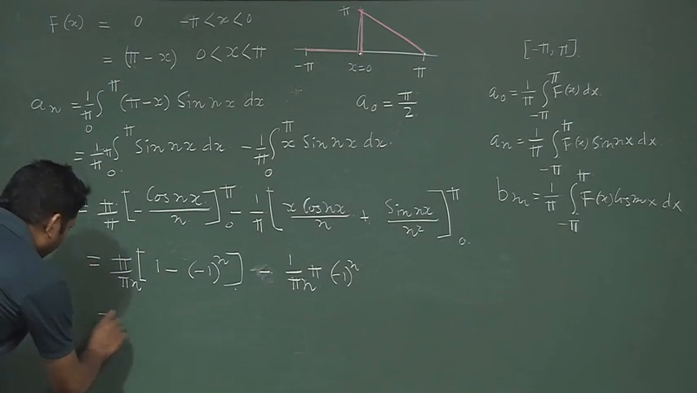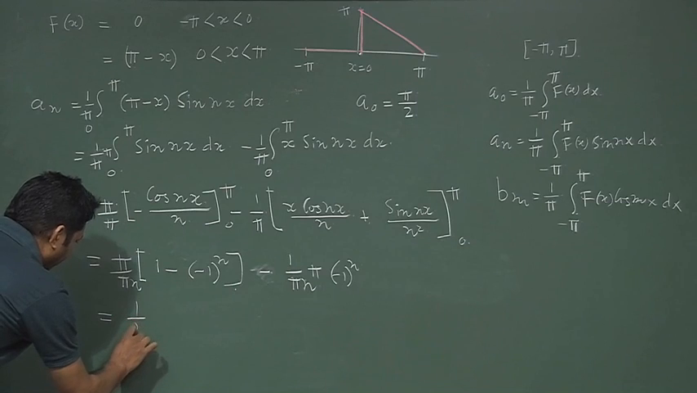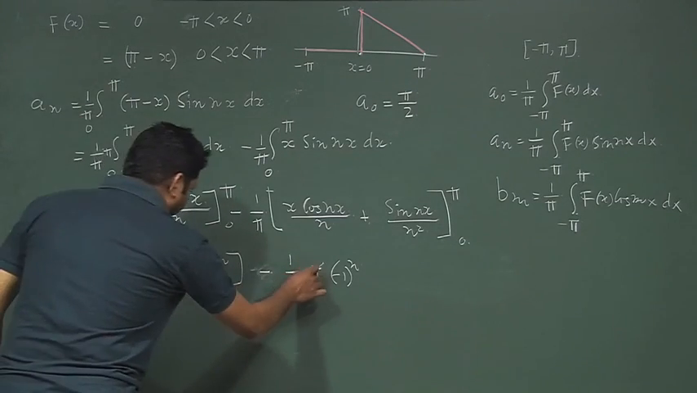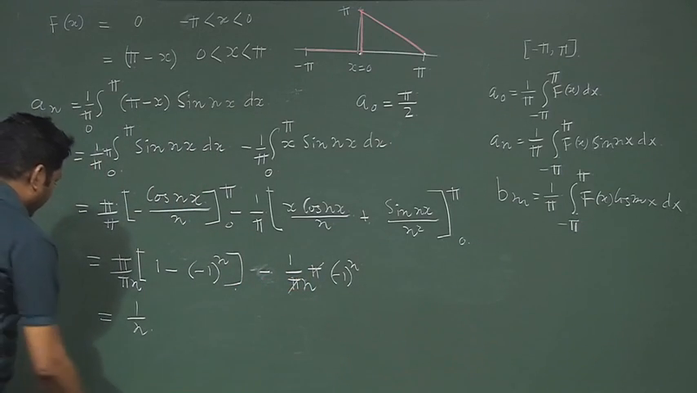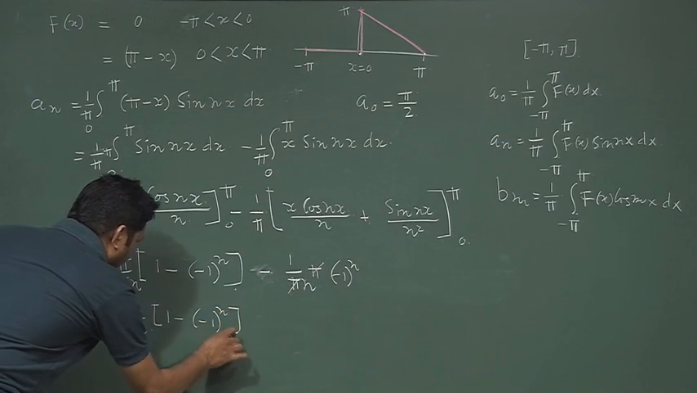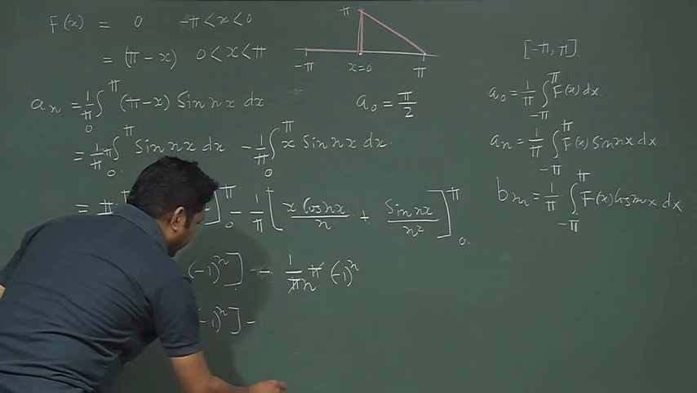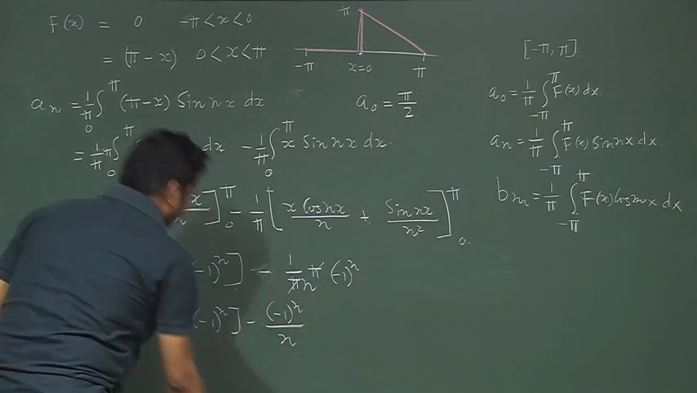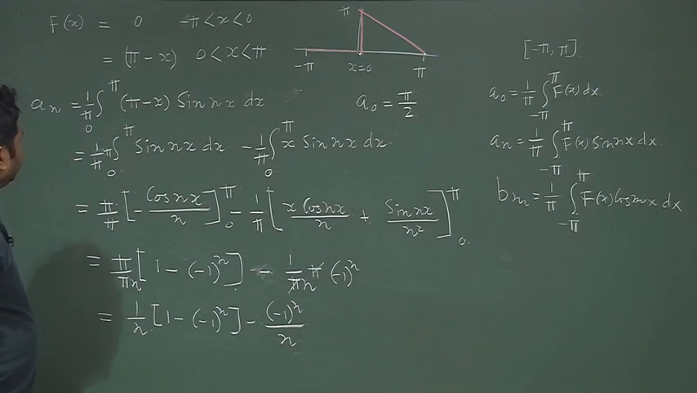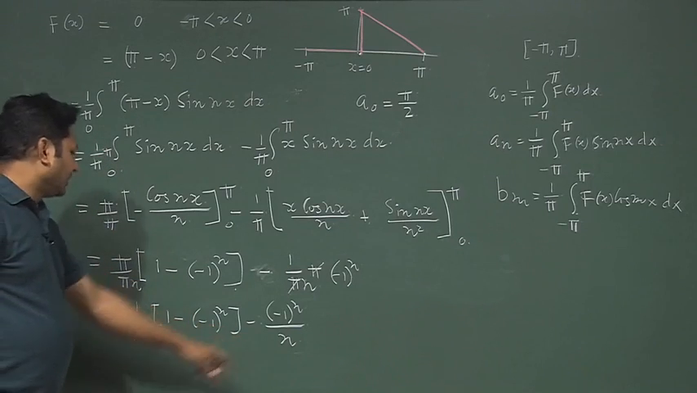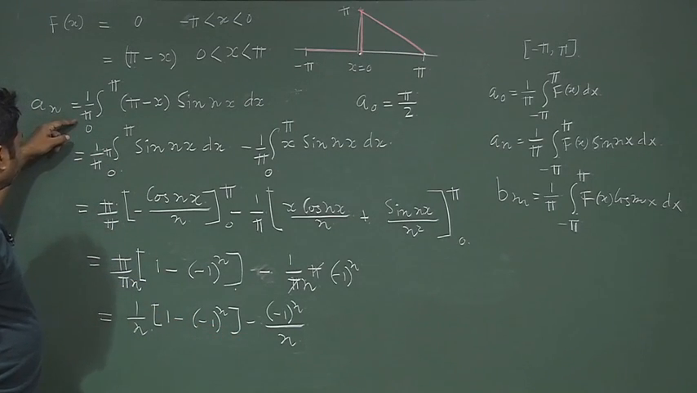So, it seems to be 1 by n, pi will cancel out, here also this pi will cancel out, and we have one term here, 1 minus of 1 whole to the power n minus 1 whole to the power n divided by n, something like that. So, let me check once again if everything is correct or not. It seems that this sign shouldn't be plus, shouldn't be minus, but let us check if everything is correct or not.